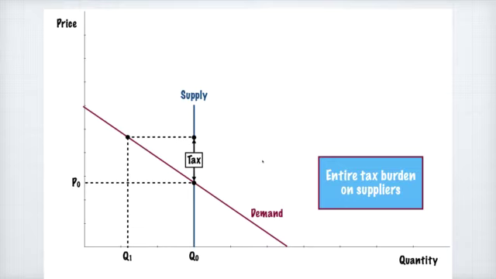So the suppliers will charge P0, but they will only actually receive P0 minus the tax, because after they collect the money for the product, they have to reimburse the government for the tax. So they're actually going to be receiving less than the price because they have to remit the tax to the government.